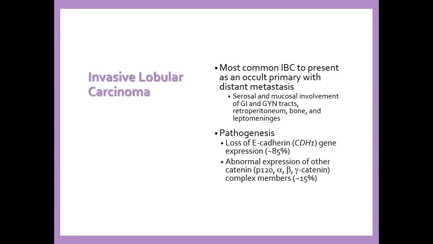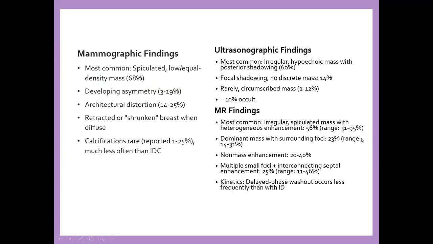And one of the reasons that they have a different pattern of distant metastasis, going to serosal and mucosal places, GI, GYN tract, retroperitoneum, bone, and leptomeninges, is simply because of the loss of E-cadherin gene expression. There is some abnormal expression of other cadherins that is listed in here, but the most important component for cells to stay together is E-cadherin, an adhesion molecule, and that is lost in infiltrating lobular carcinomas.